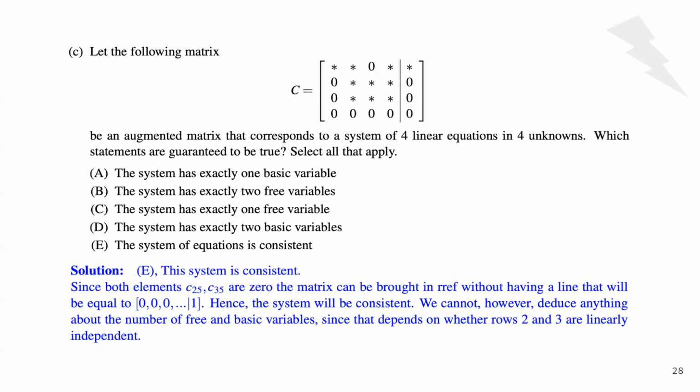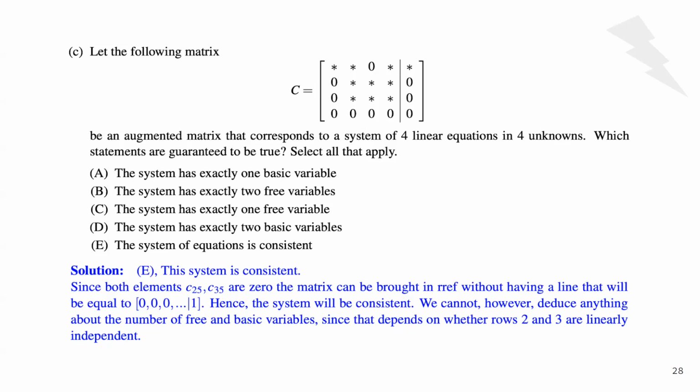So that's something that we saw earlier. We had 0, 0, 0 equals some sort of scalar. So we know that the system is what we call consistent because of that. But we can't deduce anything entirely about the number of free and basic variables because we don't have it in a form where we can determine that.